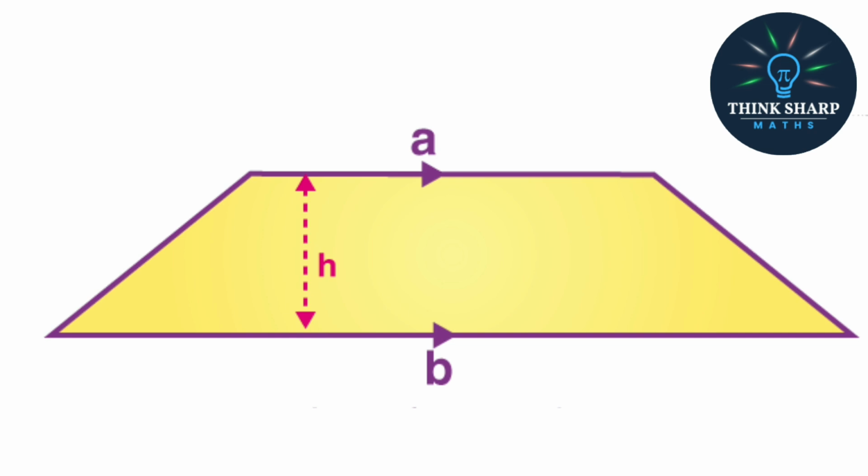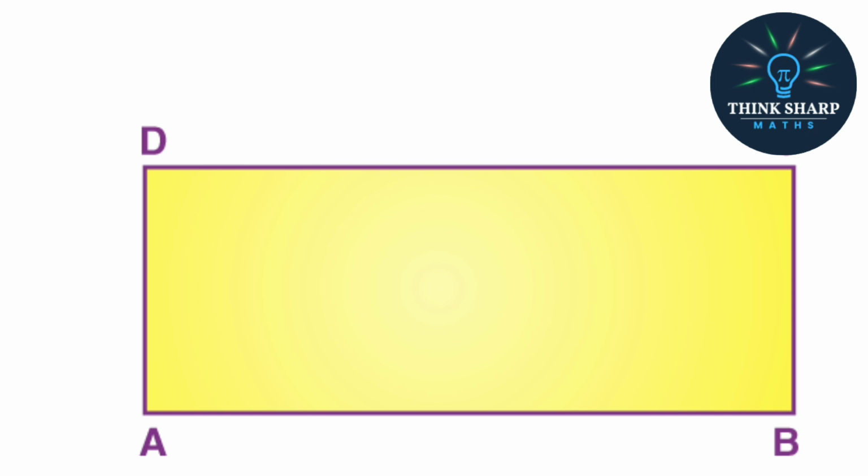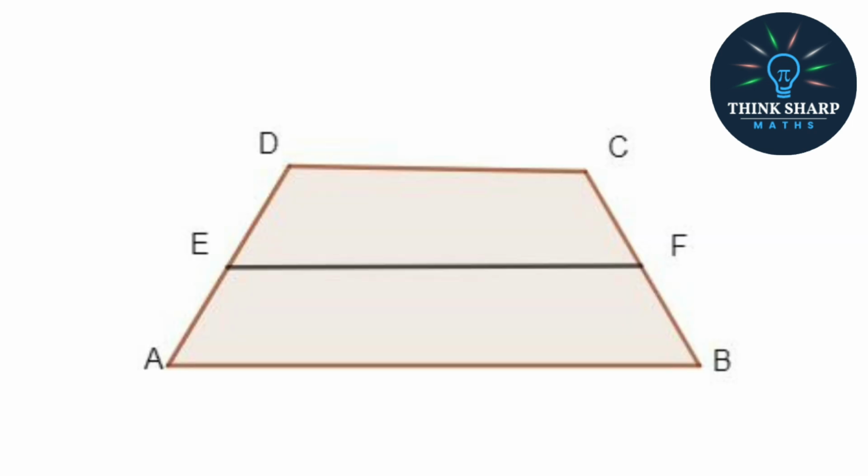If both pairs are parallel, then it will become a special trapezium like rectangle, square, rhombus, parallelogram. These are also trapeziums. So we can say a rectangle is also a trapezium. Now in a trapezium you can see the parallel sides AB and CD. These are called bases, and those two sides BC and AD, whether parallel or not, are called legs. So AB and CD are the bases and AD and BC are the legs.